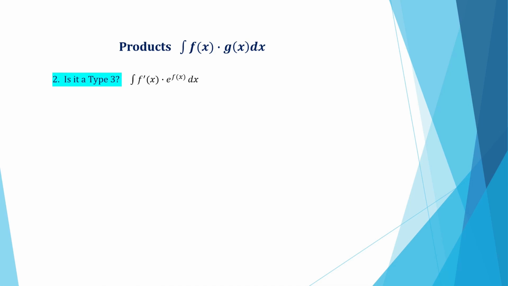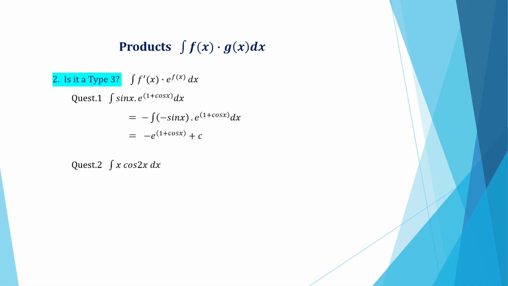Next on my checklist for products would be, is it a type 3? A type 3 is where we've got e to the power of a function multiplied by the derivative of that function. Well, the function here is 1 plus cosine x. If we differentiate, we get minus sine x. We can make that into a minus with another minus outside, and then we can quote the answer.